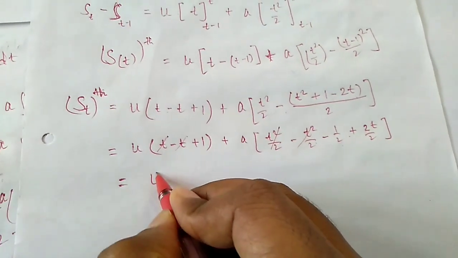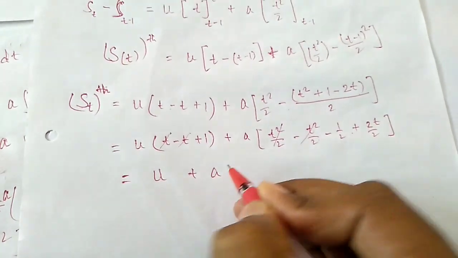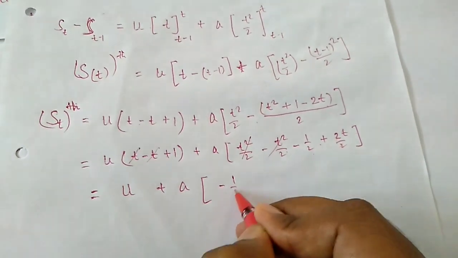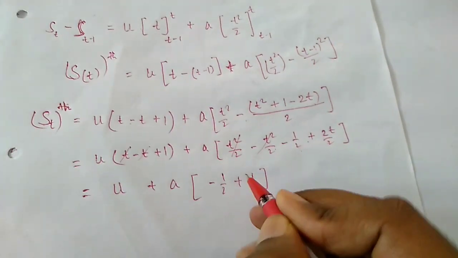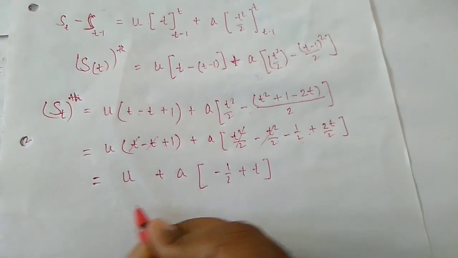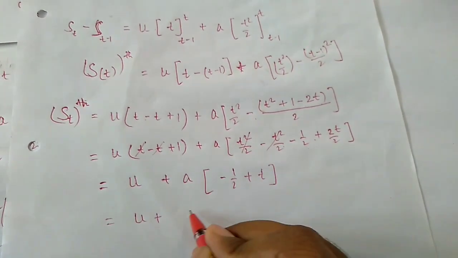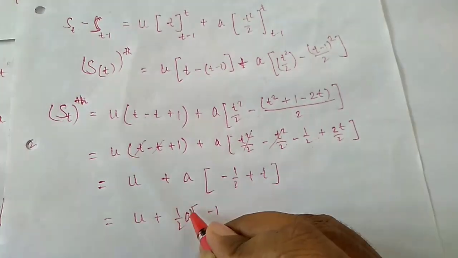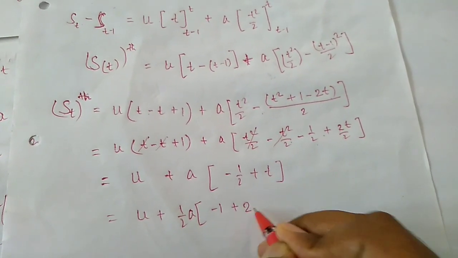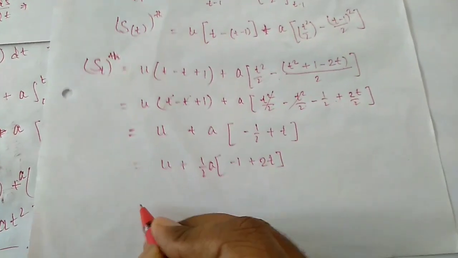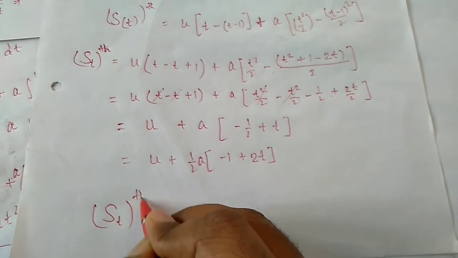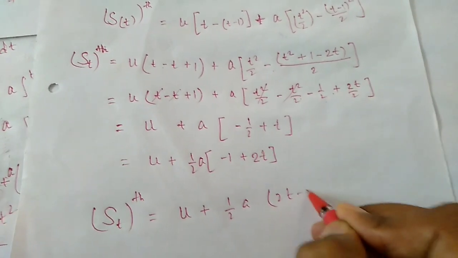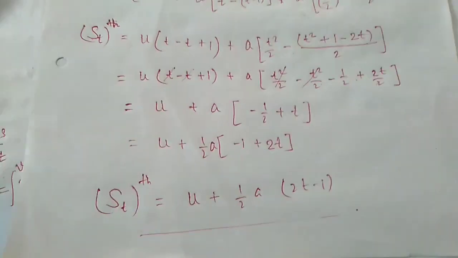Let's see what is remaining, u only, u multiplied by 1, plus a in bracket minus 1 by 2 and only t minus 1 by 2 plus t. Let's take 1 by 2 out, so u plus, on taking 1 by 2 out, 1 by 2 a, this is minus 1, and to compensate this 2 there will be plus 2t. So finally what we are getting, s in the tth second is equal to u plus half a into 2t minus 1, the fourth equation of motion.